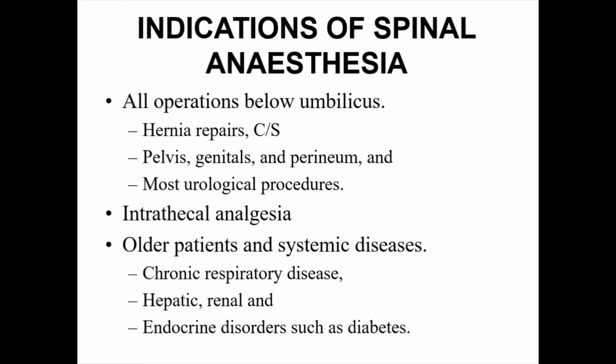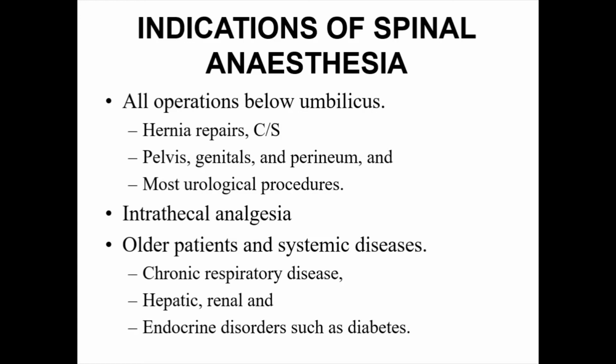Now, friends, for which patient is the best choice to use spinal anesthesia? First, all operations below the umbilicus. For example, hernia repairs, cesarean section, pelvis, genitals, and perineal surgery, and most urological procedures.